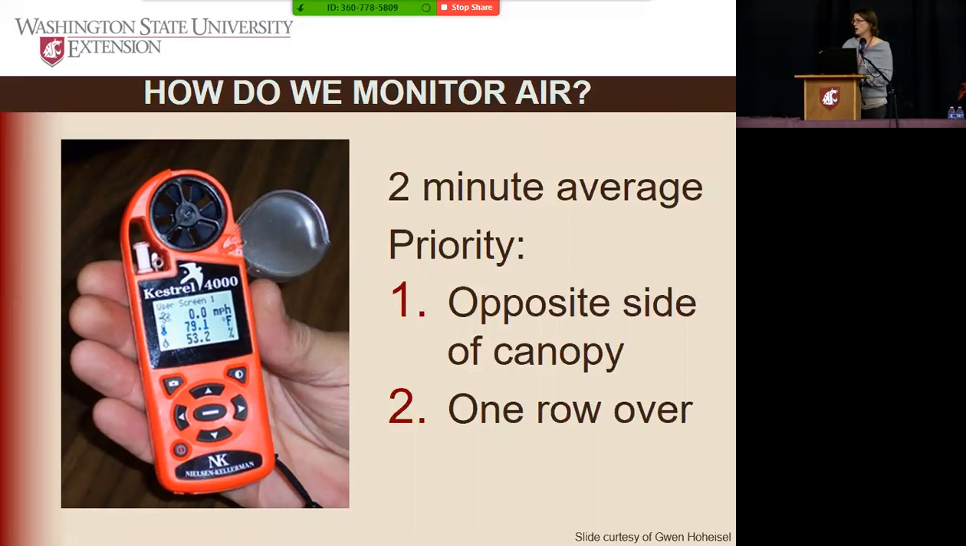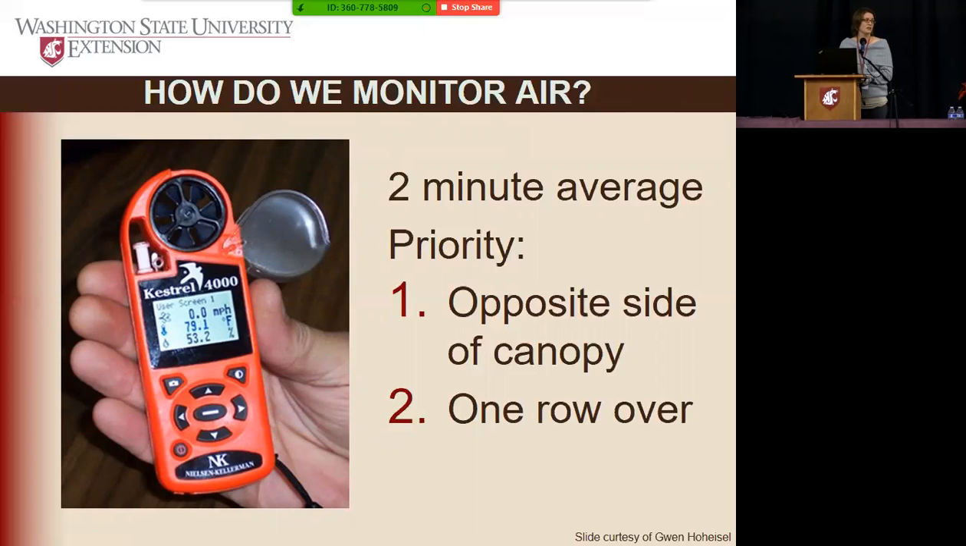If your air speed is 5 miles an hour one row over, that means that you've blown through the canopy that you wanted, and now you're depositing under the center ground. Remember my pictures on the blueberry where we had lots of deposition in the center rows? So you've put half of your product in the center rows because you have too much air.